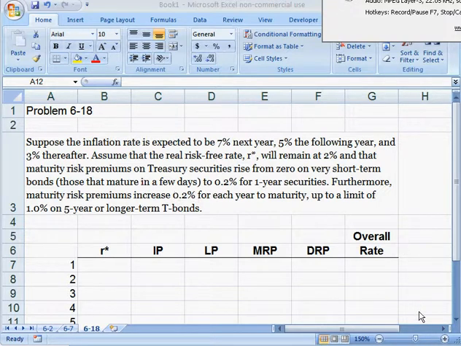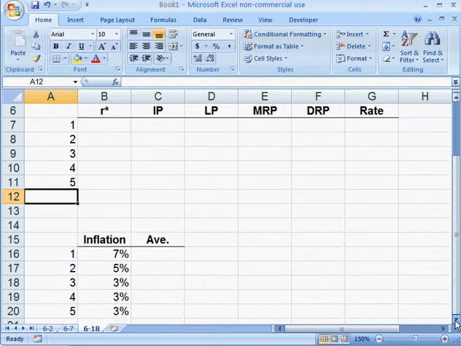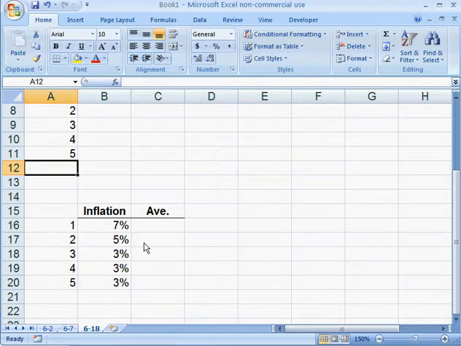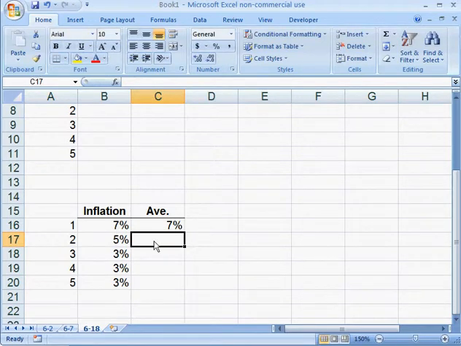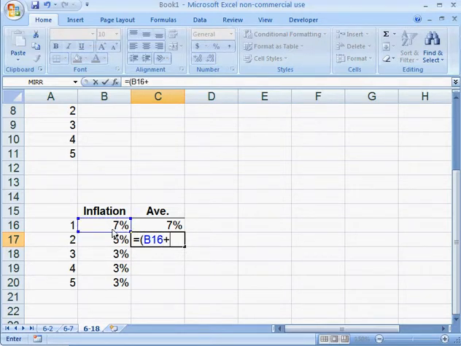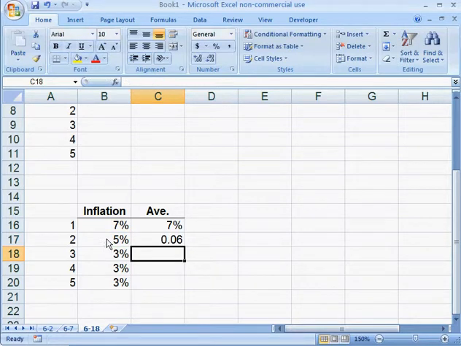The inflation each of those years is going to be an average. I'm just going to roll down my screen a little bit here, and I've typed those numbers in. So here's inflation each of the years, but then you need the average. Obviously if you have a 1-year one, the average is simply what it is. So the average for the 1 year is going to be 7%. But the average for the second year is going to be 7% in the first year plus the 5% in the second year, divided by 2. So 7% plus 5% is 12%, divided by 2, and the average is going to be 6%.